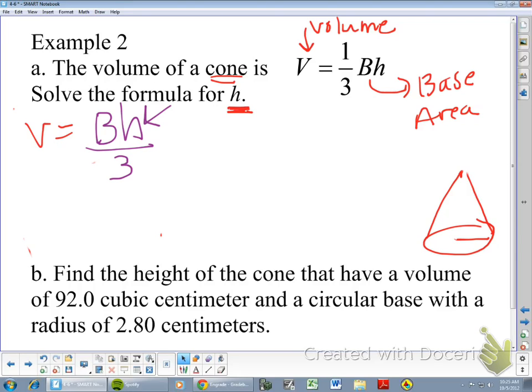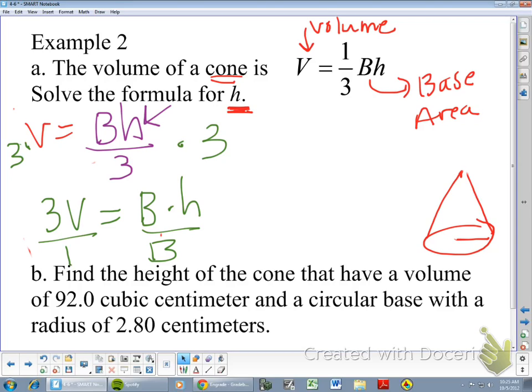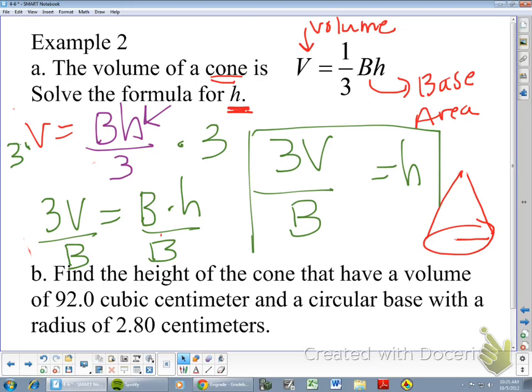So if I'm solving for h here, the first thing that I want to do is multiply each side by 3. So I have 3v is equal to base area times height. Now I want to divide each side by base area. So I have height is equal to 3 times the volume divided by the base area. And I have solved for h.